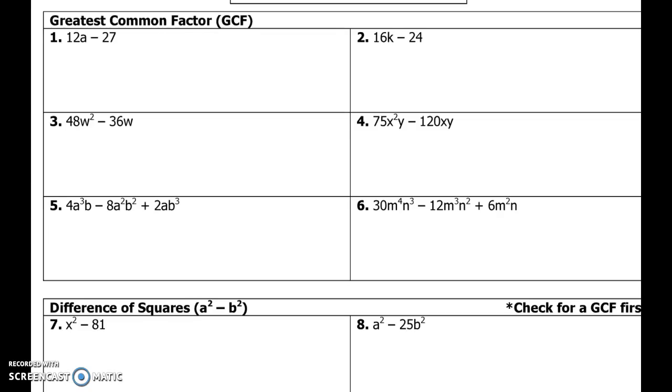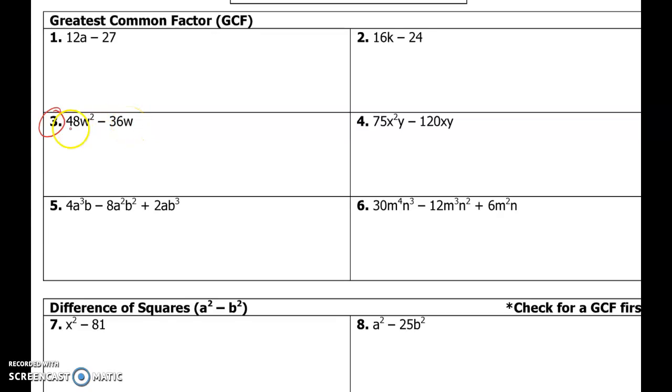Alright, so I'm going to review with you different ways to factor. I'm going to start with if there is a greatest common factor. So the first thing we're going to do is try to find, I'm going to start with number 3. We're going to try to start by finding what goes into both 48w squared and 36w.